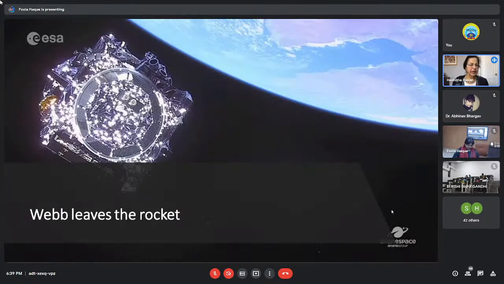This is a goodbye picture as Webb is leaving the rocket. The picture was taken from the rocket, and so it's a really nice picture of the actual telescope leaving. Next, please.